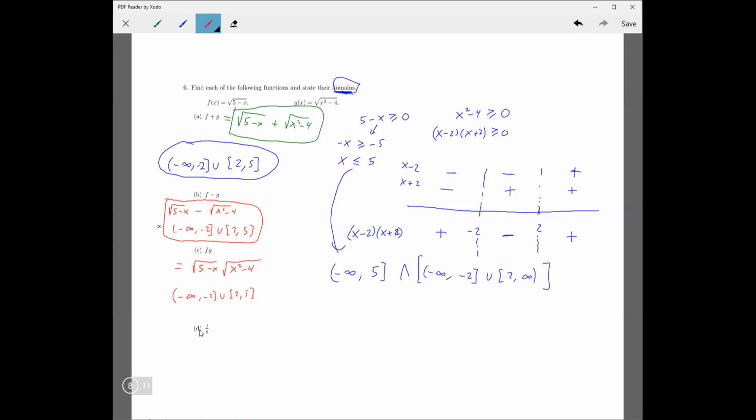And then f over g, you just take that one and divide by the other one. Because here, in addition to wanting this to be greater than or equal to 0, it can't be 0 either. So that knocks out 2, and that takes out 2 and -2 from your domain.